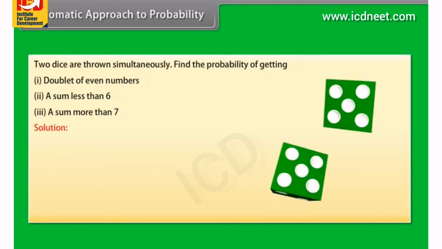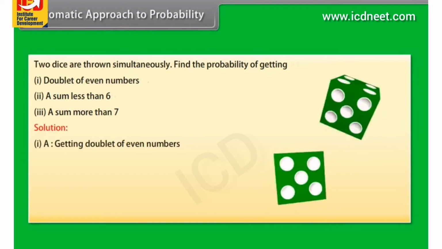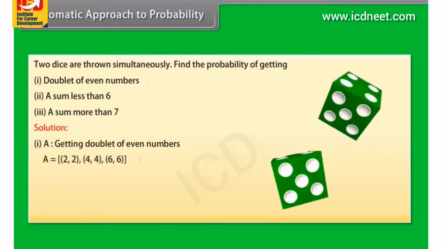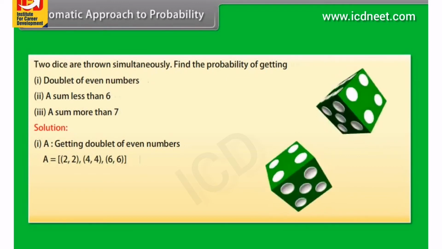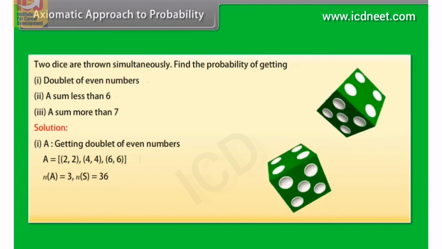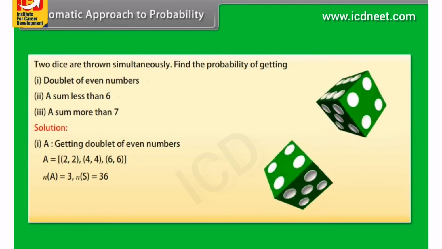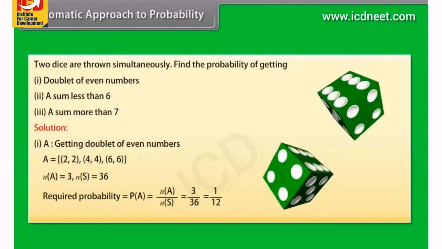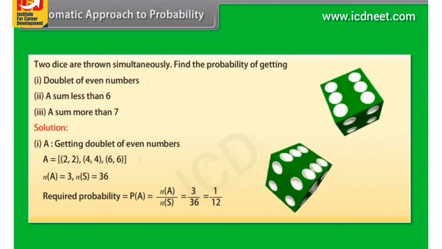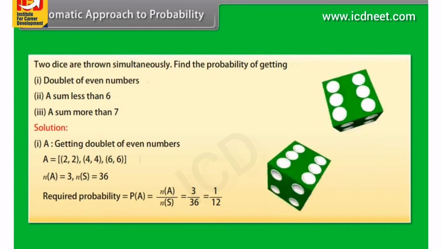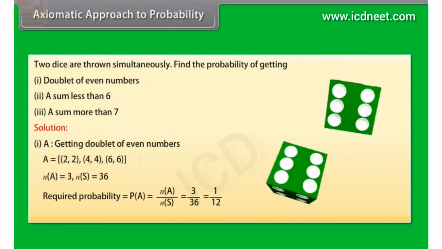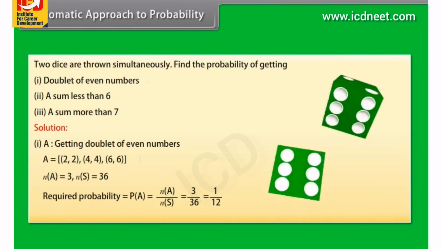Solution. 1. A: getting doublets of even numbers. A = {(2,2), (4,4), (6,6)}. n(A) = 3. n(S) = 36. Required probability P(A) = n(A)/n(S) = 3/36 = 1/12.